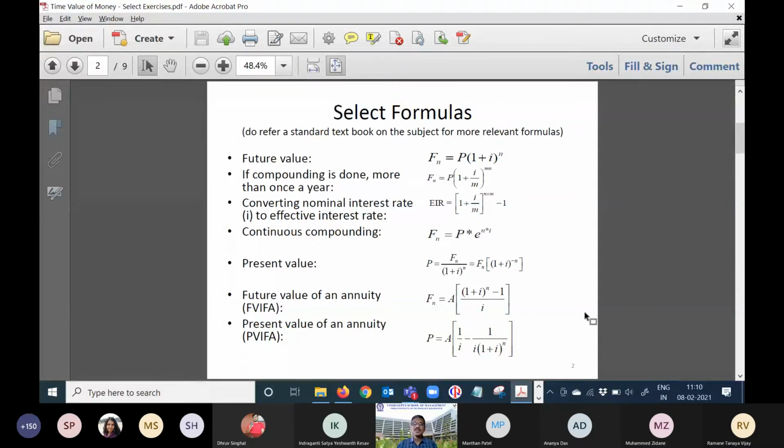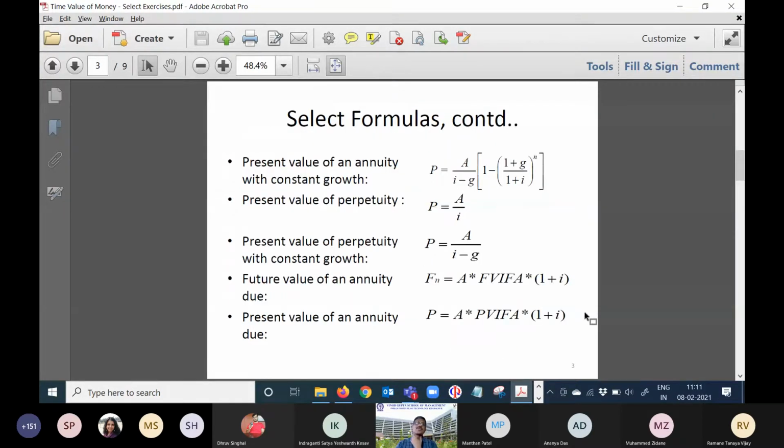Annuity means you get a series of payments, same amount with equal interval. So one is that you get in future, you bring it to today. Another is that you invest starting from today, starting from now, and go to n number of periods. Similarly, you have some more formulas here: annuity with a constant growth, perpetuity with growth, and annuity due. So we'll use these formulas with exercises.